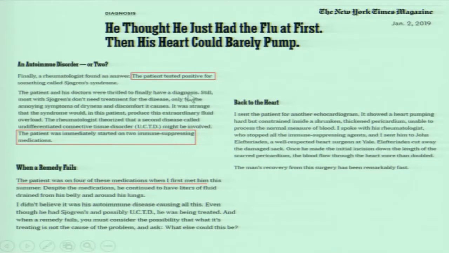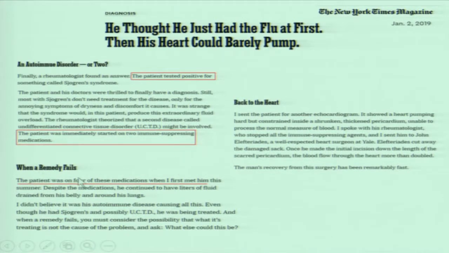In any case, they were thrilled to have a diagnosis, although they thought that it was unusual to have this type of problems with extraordinary fluid retention. And therefore, and we rheumatologists are very good for that, we theorized a second disease called undifferentiated connective tissue disorder, which we use when we don't know what's going on, might be involved, okay? Now, the patient was immediately started on 2 immunosuppressive medications, not 1, but 2, because he had tested positive.